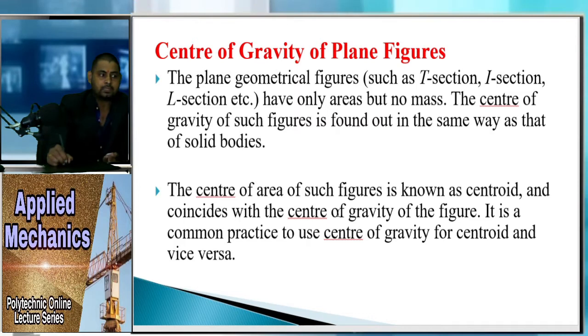as we only calculate either x bar or y bar. Means on whichever axis that part is symmetrical, you have to find that axis only. You don't have to find both x bar and y bar. You have to find only one. It may be x bar or it may be y bar. This is due to the reason that the center of gravity of a body will lie on the axis of symmetry.